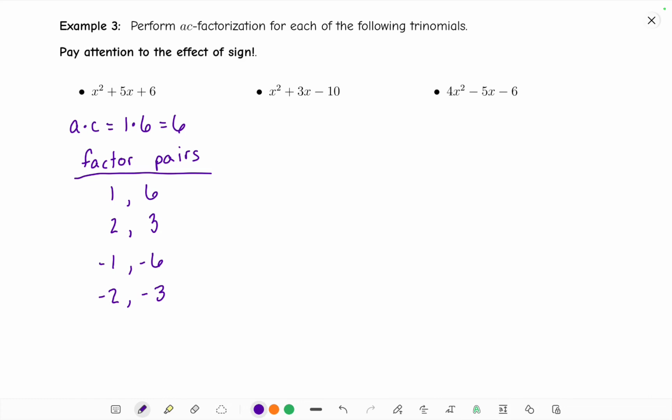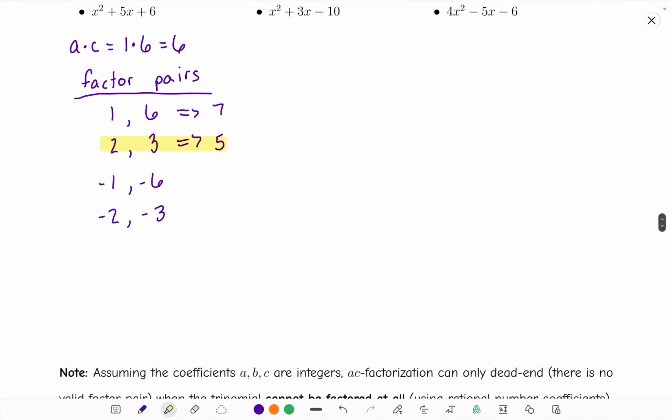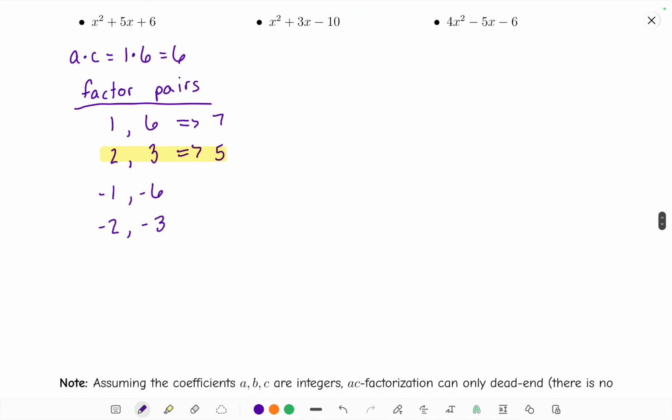Now, look at your factor pairs and see which of them add up to the middle term, 5. Well, this adds up to 7. This adds up to 5. So there's the ones we want. Next, you split that middle term into those two numbers. So it becomes x squared plus 2x plus 3x plus 6. So see, we started with 5x, but it's split into 2x and 3x from our factor pair. Now group it.